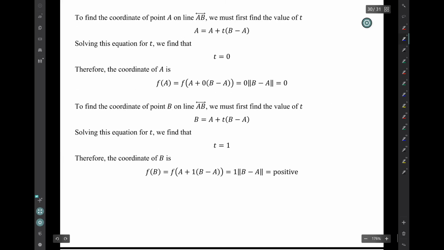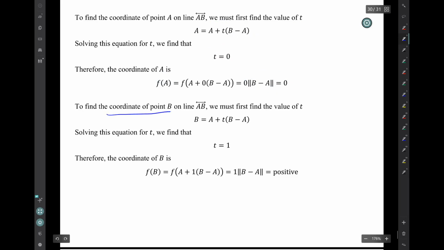Well, to find the coordinate of point A on that line, we have to first find the value of t. Well, notice that A can be written this way, and if we solve that equation for t, we find out that t is the number 0. So the coordinate of A is that t times that quantity, so the coordinate of A is 0.